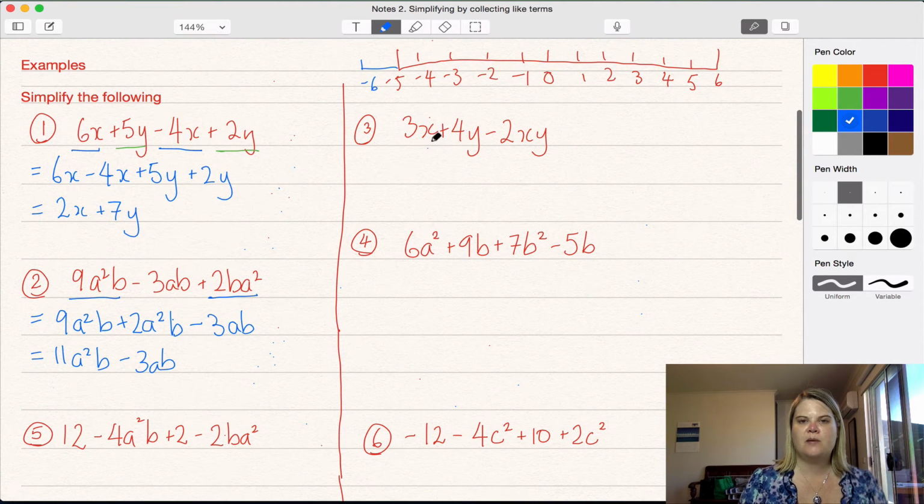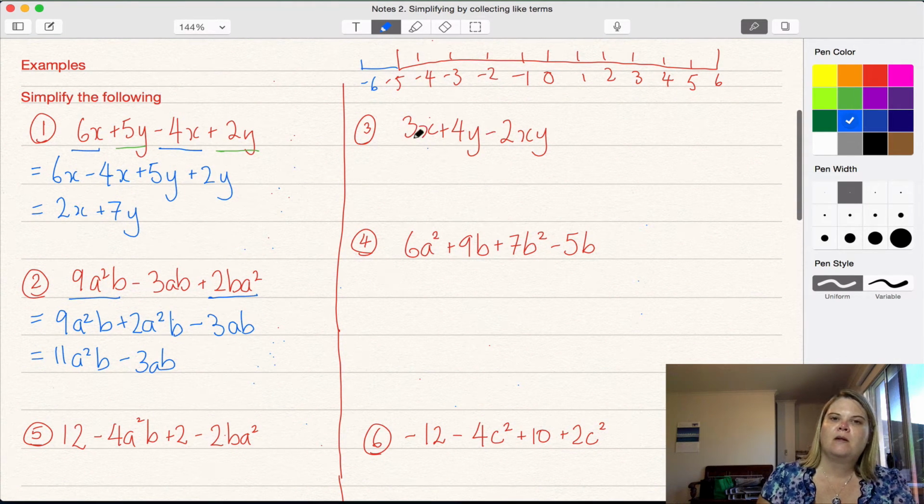Question 3 is up here. We've got an x term, a y term, and an xy term. There are no like terms, so it is fully simplified.